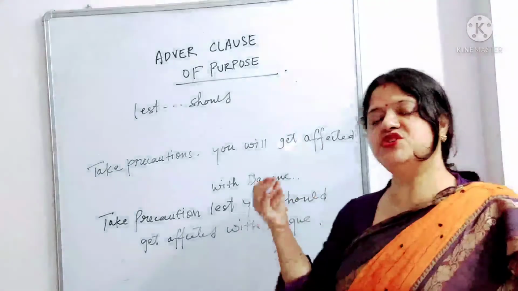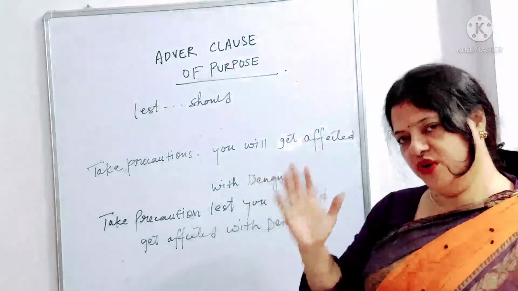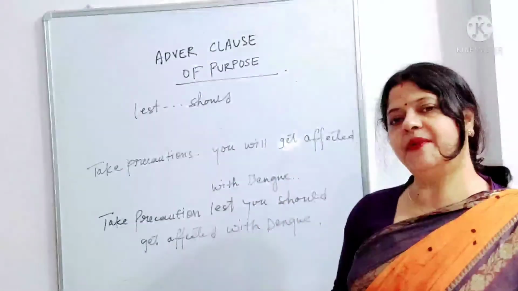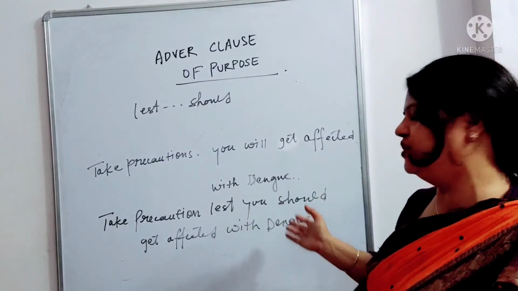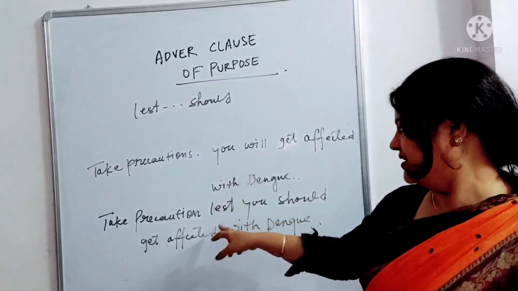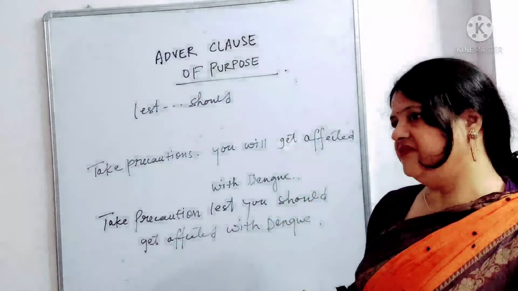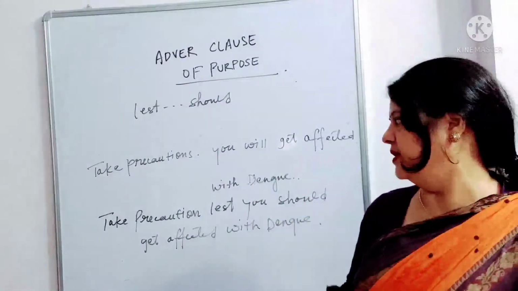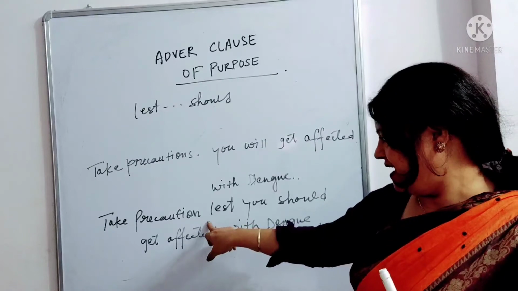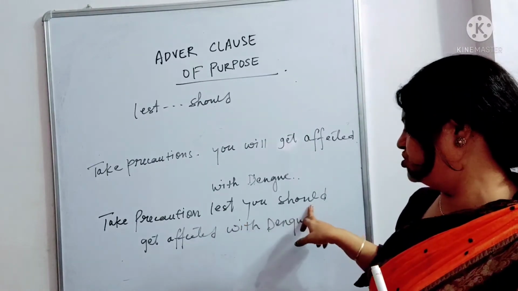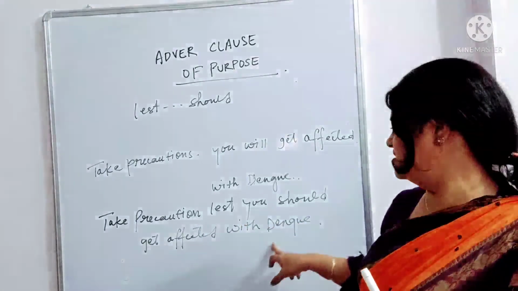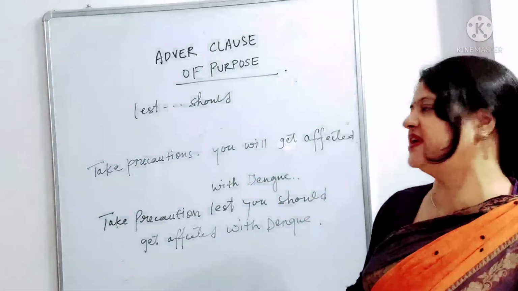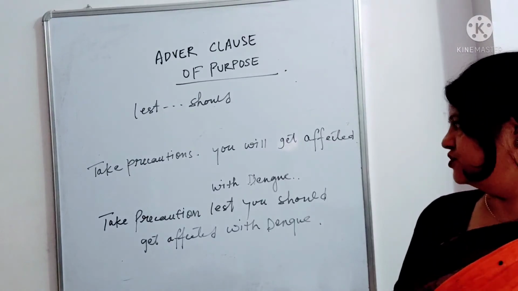Now this sentence is showing purpose. Lest means you are warned not to do this. It means if you don't take precaution, you are surely going to get affected with dengue. Since it is giving a negative expression, we are not able to understand it properly. But actually, take precaution lest you should get affected with dengue. This is the way we have added these two sentences to make an adverb clause of purpose.